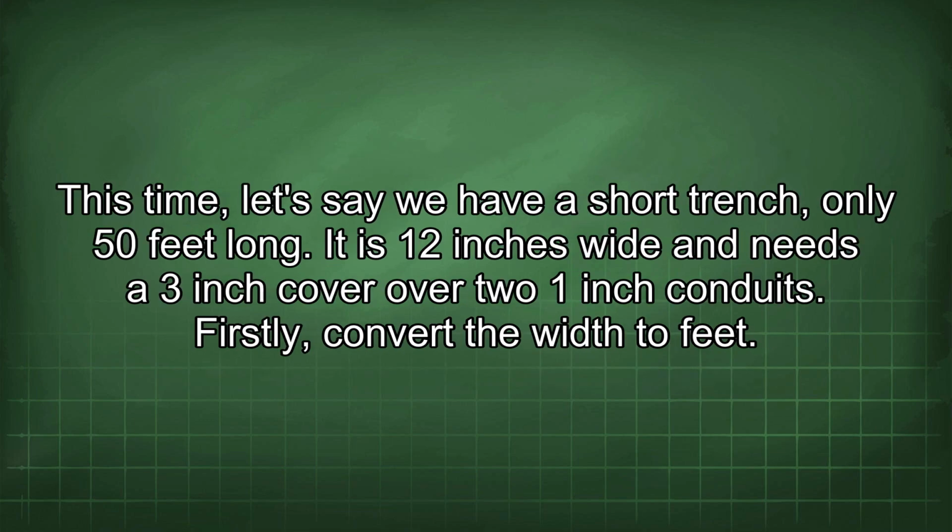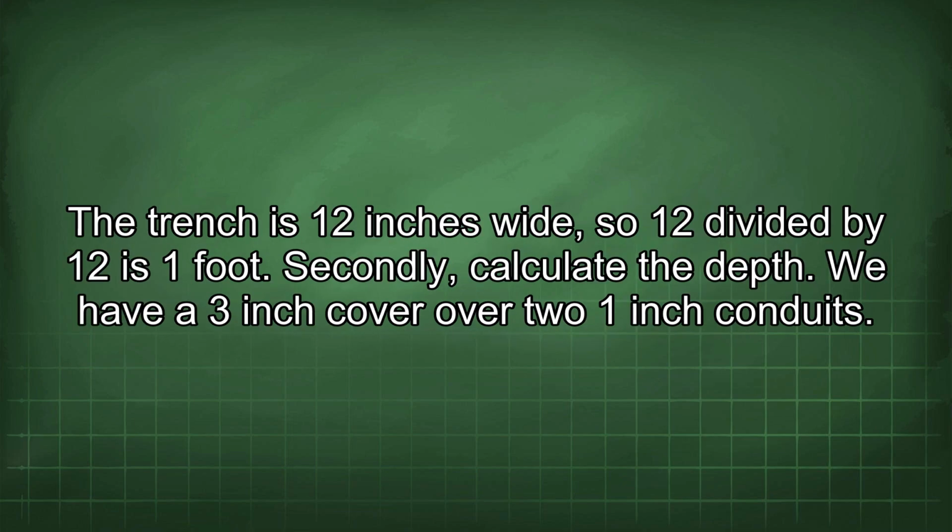This time, let's say we have a short trench, only 50 feet long. It is 12 inches wide and needs a 3-inch cover over two 1-inch conduits. Firstly, convert the width to feet. The trench is 12 inches wide, so 12 divided by 12 is 1 foot.